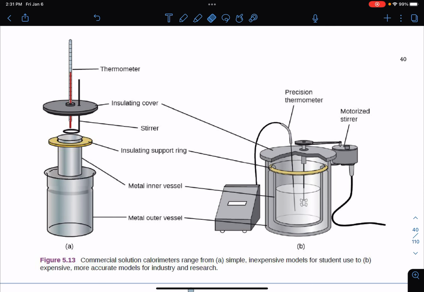This is what a calorimeter could look like. It is a container made of good insulating material. Sometimes it's multiple layers of this material. Inside we have the system and the surroundings, and then we have a thermometer that's inside the calorimeter, and we have a stirring bar in case the chemical reactions need to be stirred in order to fully complete.